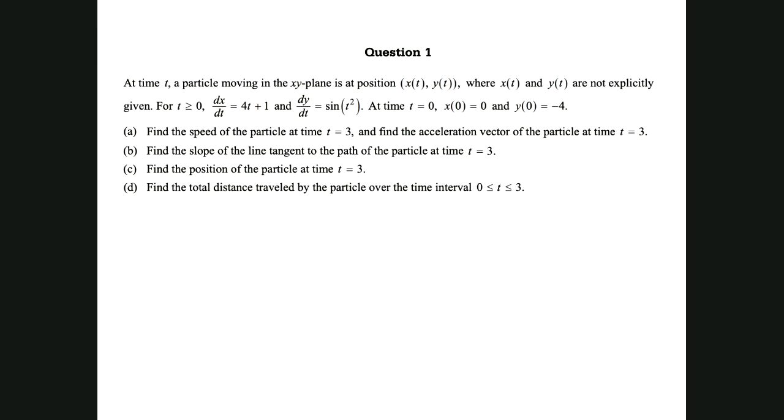And then find the slope of the line tangent to the path of the particle at time t equal to 3. That one shouldn't be too bad. Find the position of the particle at time t equal to 3. Then find the total distance traveled. So this problem basically puts together all of the things that they'll ask you for dealing with a vector question. I am going to let you guys work. This is a calculator problem. So take some time, work that out, and see what you come up with for the answers.